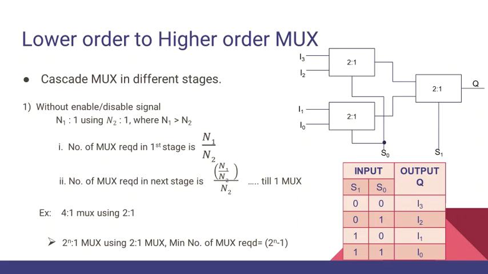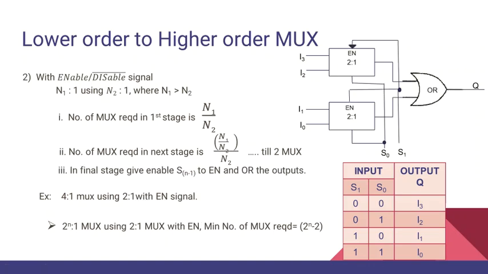In several competitive exams, you might be asked to find the minimum number of 2:1 mux required to make a 2^n:1 mux. So this is the equation that you use there. Just keep this in mind, that is 2^n minus 1. The second case is where a lower order mux has an enable or disable signal. In that case we follow the same steps as before. The only difference is that in the final stage there will be two muxes, and after that we will use an OR gate at the output.